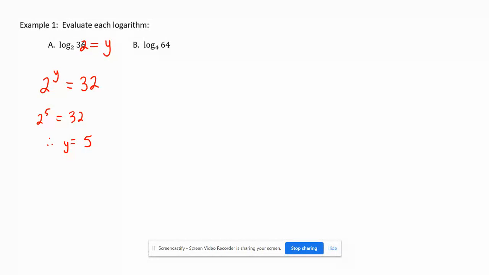Similar idea for log base 4 of 64. We're going to make this equal to y, and now this is 4 to the power of y equals 64. So we think, 4 to what exponent equals 64? That answer is y equals 3. So that's how we get the answer 64. Therefore, our answer to this question is 3.